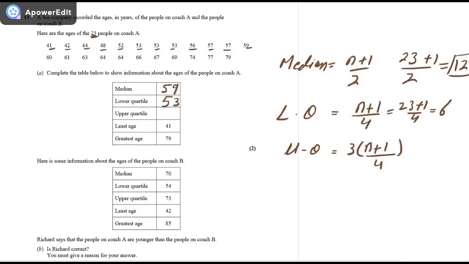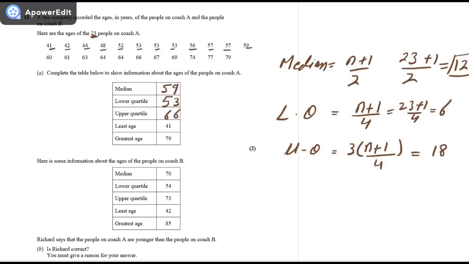Upper quartile: I got 6 here, and 6 times 3 is 18. So the 18th number is our upper quartile. Counting 1, 2, 3, up to 18, 66 is our upper quartile.